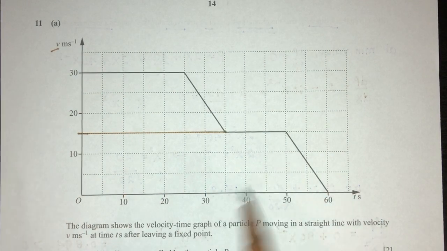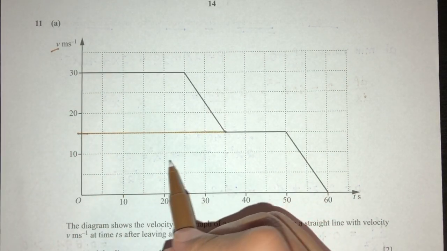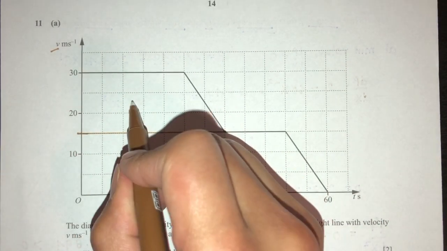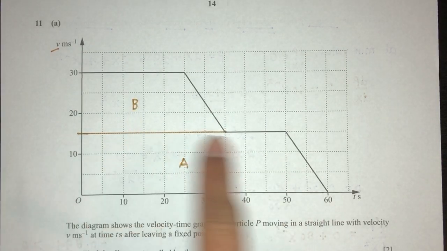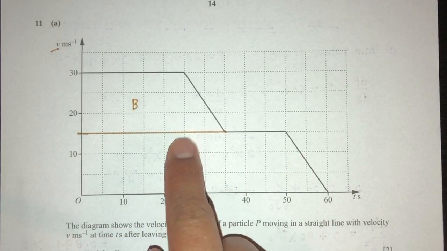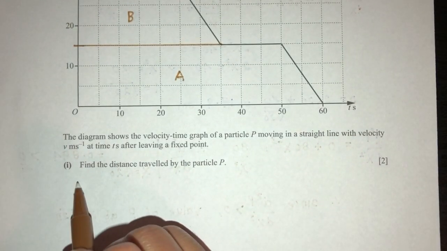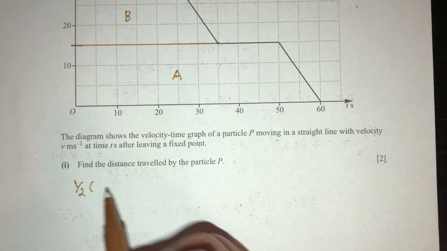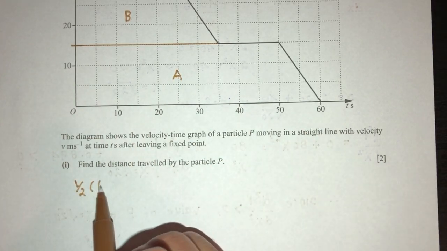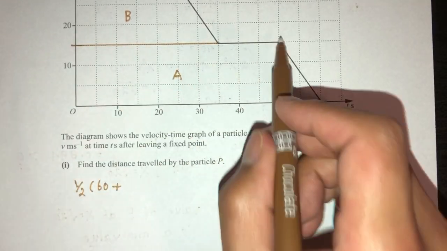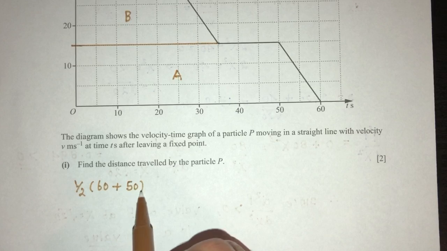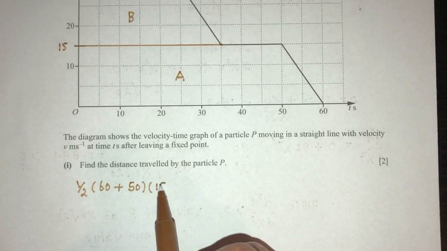As you can see, let's call this one A and this one B. A is a trapezium with these two as parallel sides, and this is your perpendicular height. So A will be half times the sum of parallel sides. This is 60 plus this one is 50, times the height. This is 15, right? Times the height.